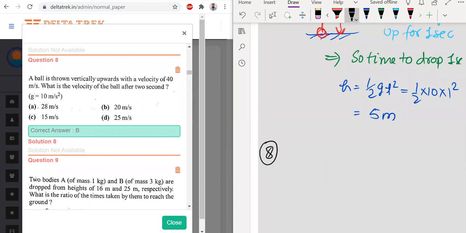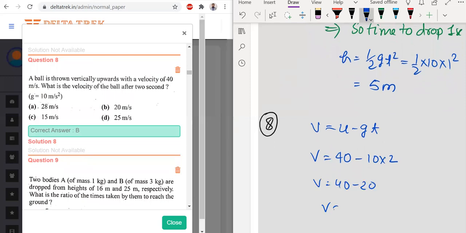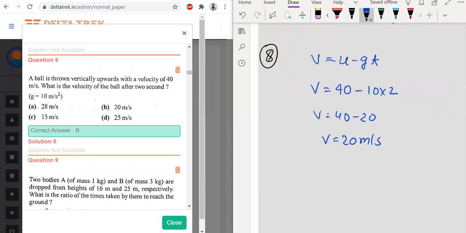नेक्स्ट नंबर 8. A ball thrown vertically up with a velocity 40. What is the velocity of ball after 2 seconds? So I know the formula. We need v, so we can use u minus gt, the formula. So v is equal to u, initially 40 upward, minus g, which is 10, after 2 seconds. So v will be 40 minus 20, v will be 20 meter per second. This one was the most simple one.